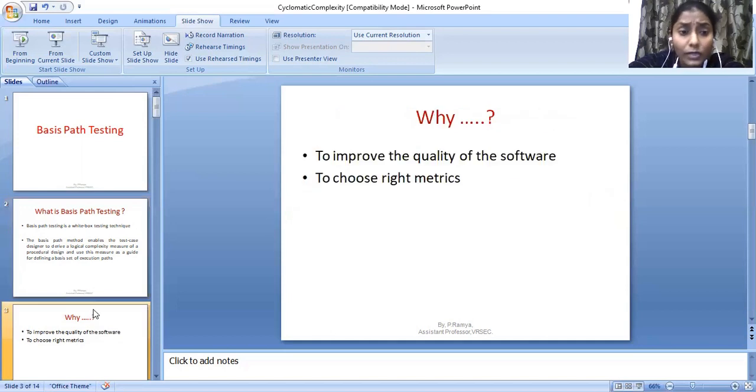But why do we need to do this basis path testing? Because of this testing, we are trying to improve the quality of the software. How do we improve the quality of the software? How do we know that we have done it in a correct way or not? Because of the metrics, right?